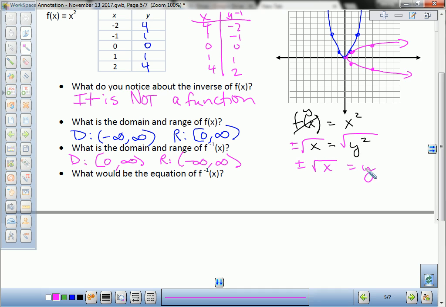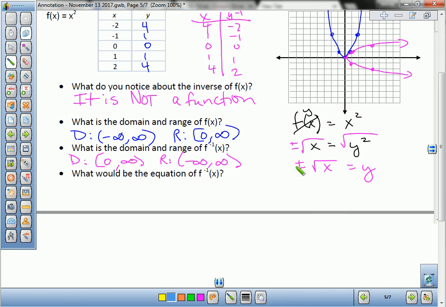Now, if we just looked at the positive root x, that is a function. Or if we just looked at the negative root x, that is also a function. The positive one would give us this upper positive graph. And the negative one gives us that lower one. Do y'all see those two individual square roots? Yeah. But together it doesn't make a function. It does make a graph, but that graph is not a function.